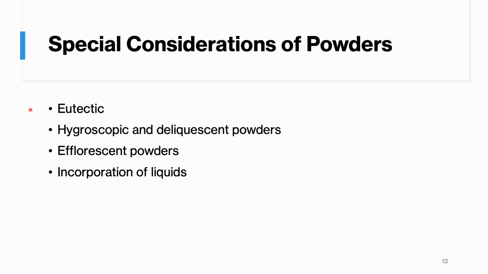Before blending or mixing powders, it's important to know some special properties of certain kinds of powders. Some powders have special properties like eutectic, hygroscopic, and deliquescent or efflorescent. These properties are very special, and it's important to know them before mixing powders together to avoid any instability. Also, incorporation of powders into liquid or liquid into powder is very important to know and design, to avoid any wrong or failed formulation or any instability.